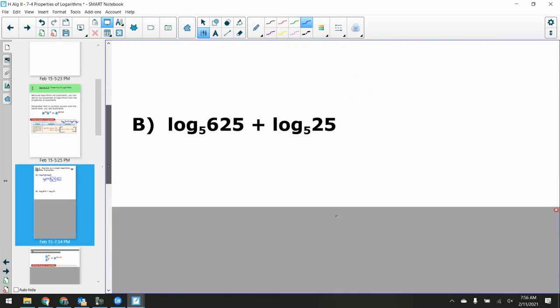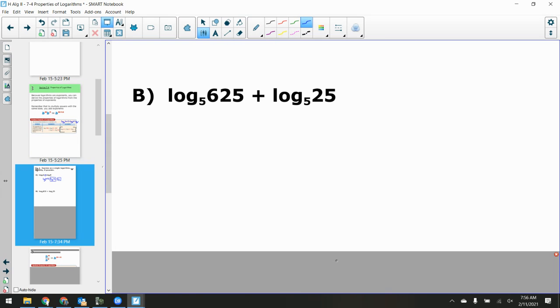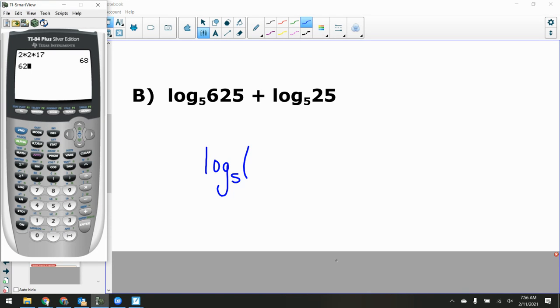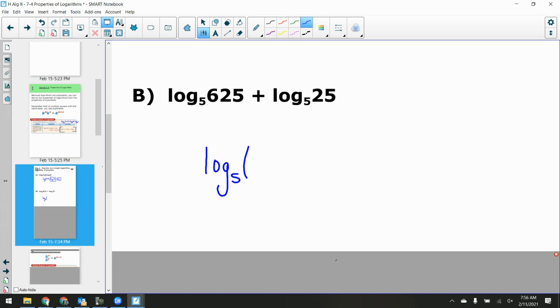All right, let's take this one here. Now this one I would not give you on a no calculator. Why do I say that? What are you going to have to do here? Multiply 625 by 25. I'm not going to do that to you. I have to take log base 5 of the product 625 times 25, which is 15,625.